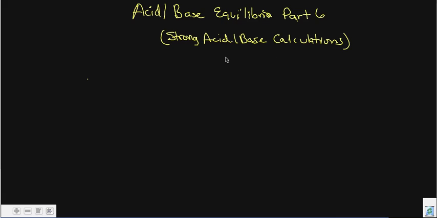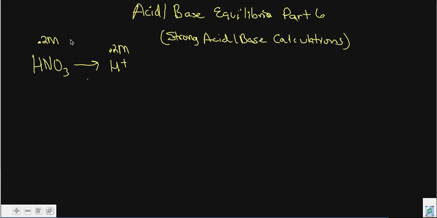Now, pretty simple, the idea of strong acids and bases. For example, let's say we have some nitric acid. Let's say that I've got a 0.2 molar solution, one liter of nitric acid. What is going to be the concentration of hydrogen ions? Well, that's going to completely dissociate, so it's going to be 0.2.